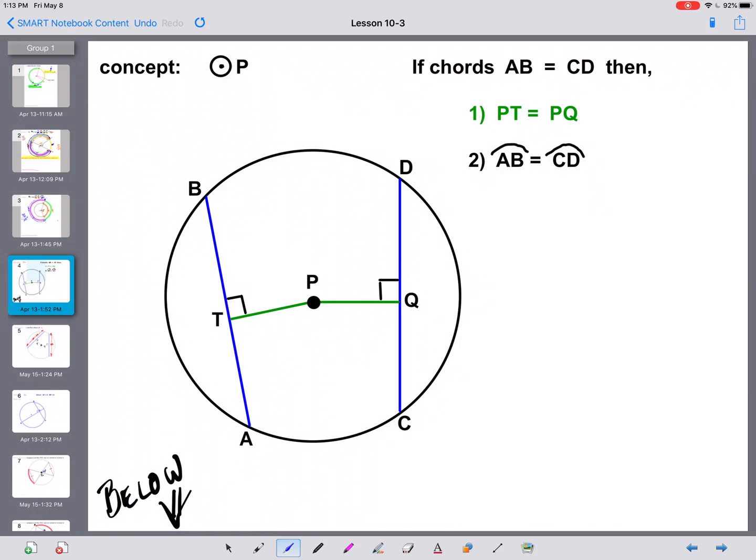Okay, let's finish up lesson 10.3. This is part 2. Here we go. Got a little idea for you here.